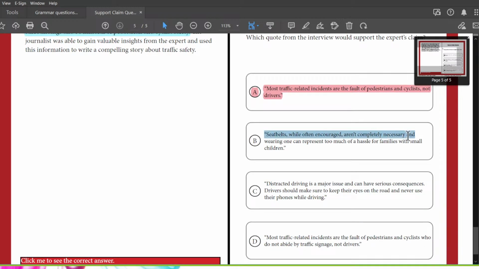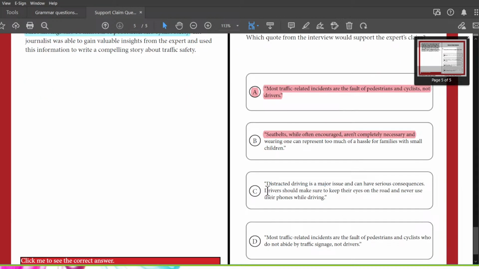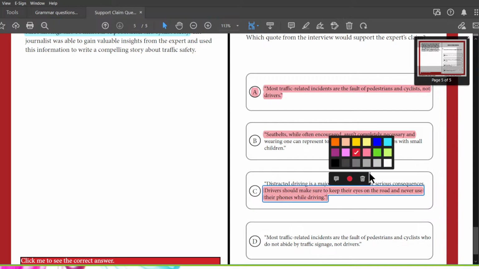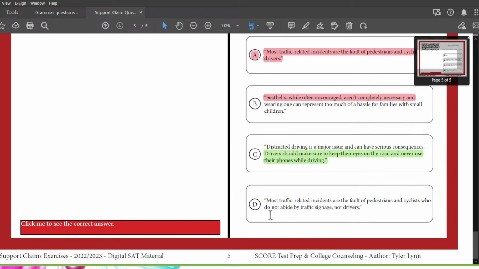whereas it says here they should be mindful of those people. Seat belts aren't completely necessary. No, that's going to be wrong because this said wearing seat belts. Distracted driving is a major issue. Okay, yeah, this feels like a good one because it's focusing on something drivers should do. Avoiding distracted driving was up here in the claims. Beautiful. I think that's all we need.